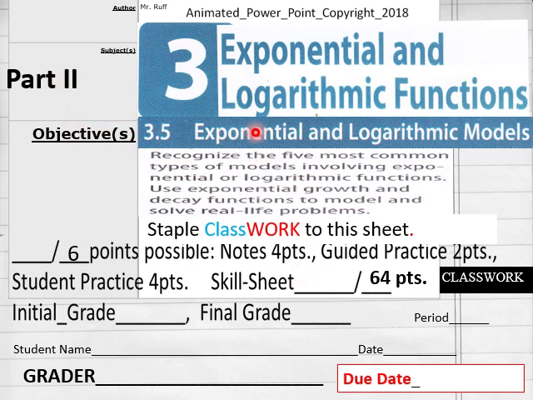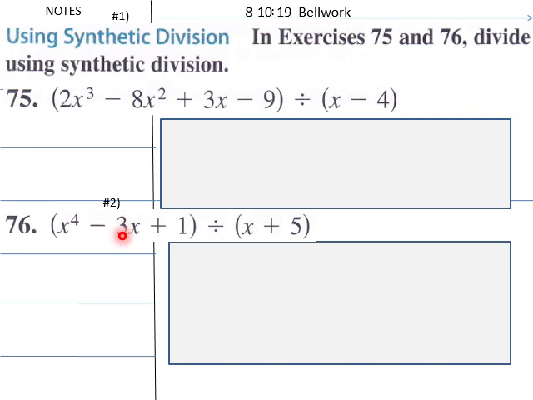3.5 part 2, exponential and logarithmic models. You have 64 points on your classwork sheet, and 6 points for your notebook guide. And teachers, today's bell work.